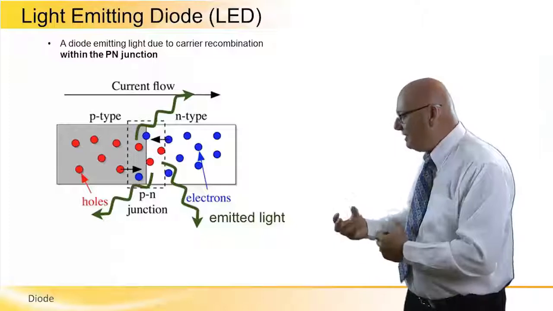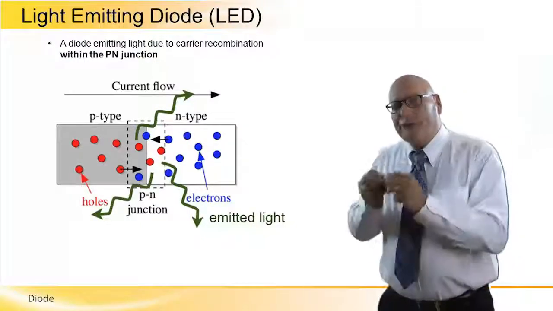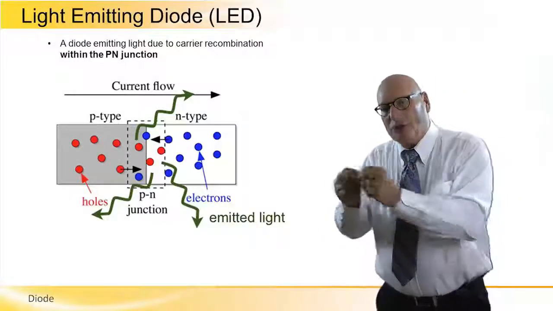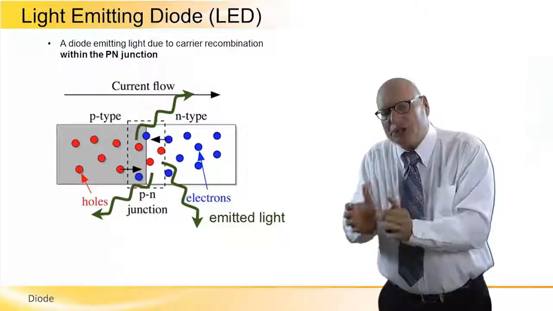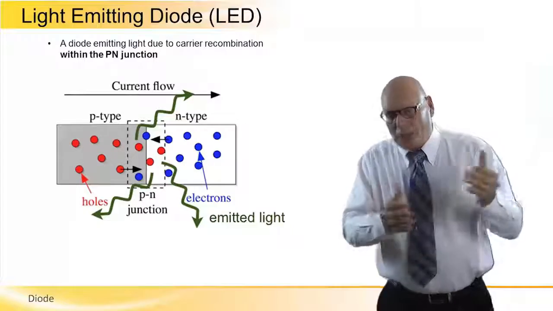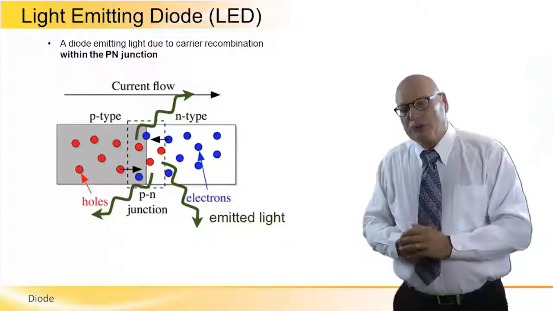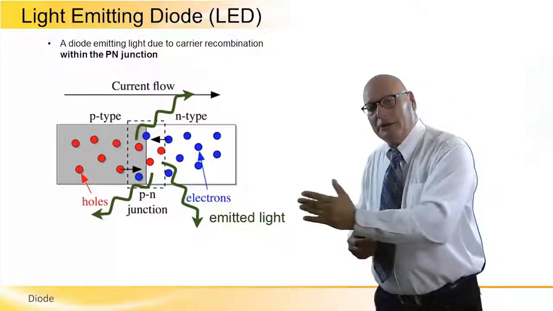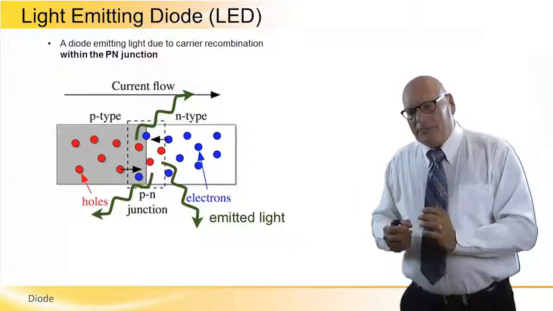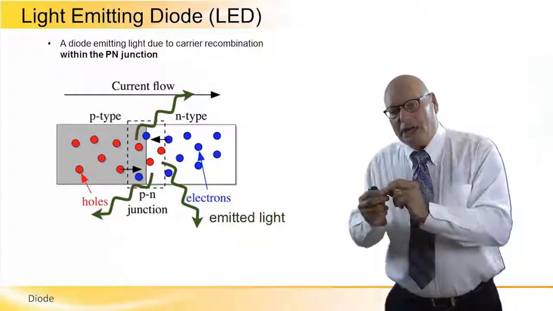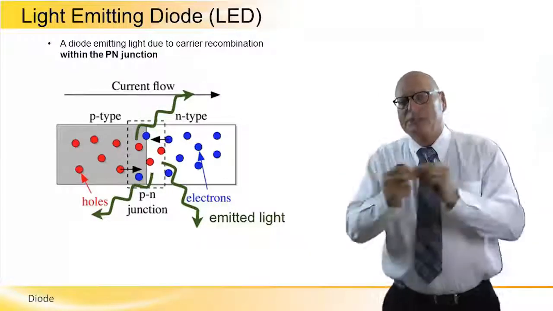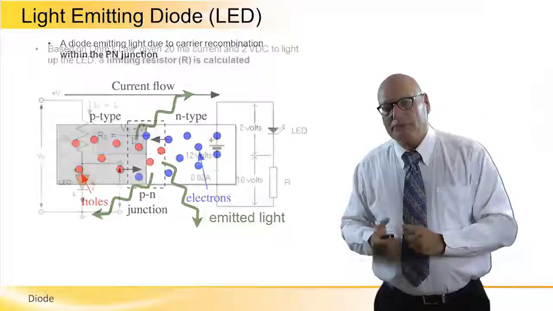The light comes out from the junction, not from the N-type side and not from the P-type side, but from the junction itself. We can see the current flow direction. It's from the P to the N. And again, light is emitted only in the area of the junction, where the electrons meet the holes.